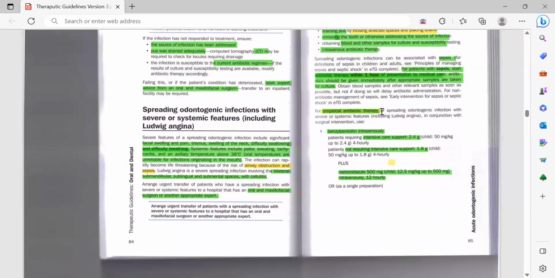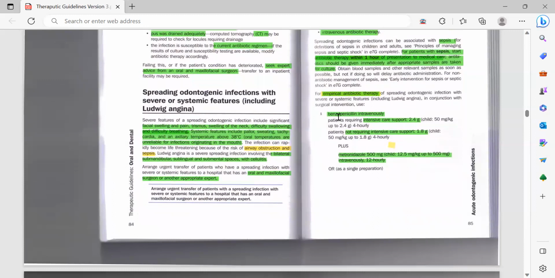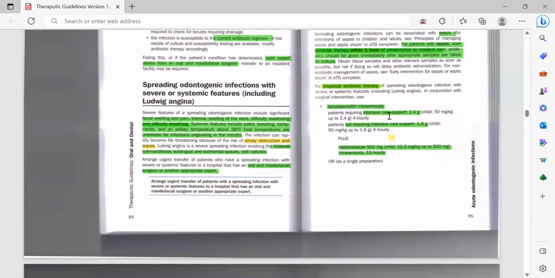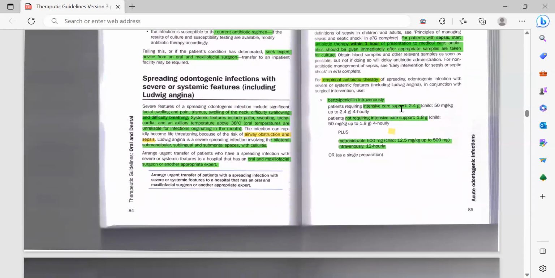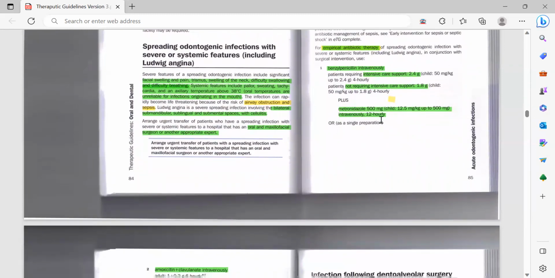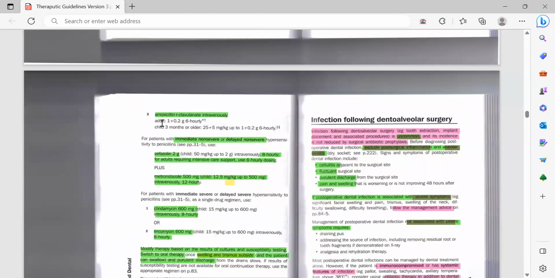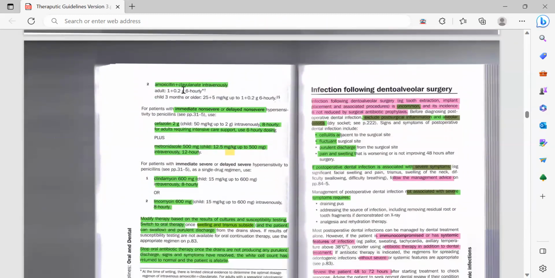For empirical antibiotic therapy of spreading odontogenic infection with severe or systemic features, in conjunction with surgical intervention, the antibiotic they use is benzylpenicillin IV. If they require intensive care support, then 2.4 gram dose, and if they do not require it, then 1.8 gram, plus metronidazole 500 milligram IV 12 hourly, or amoxicillin plus clavulanate.